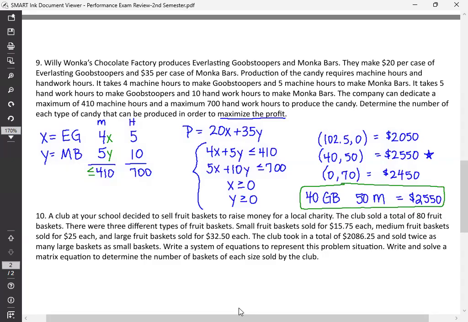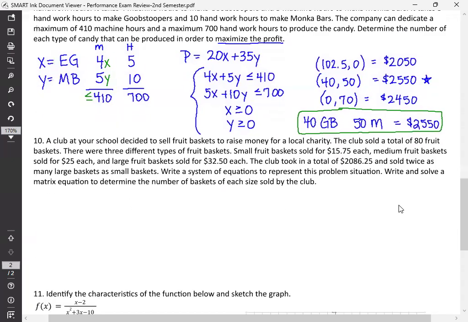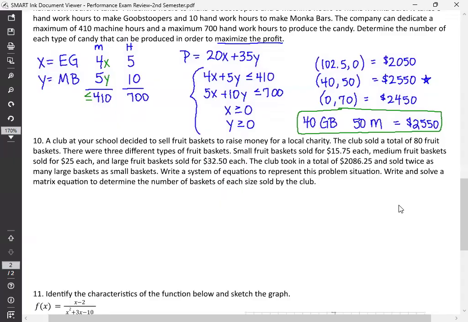So then if you don't like that one, then check out number 10. Number 10 is a matrix problem. If you read through it all the way to the end, it does ask us to write a system of equations to represent the problem, and write and solve a matrix equation to determine your actual answer, the number of baskets on each side.